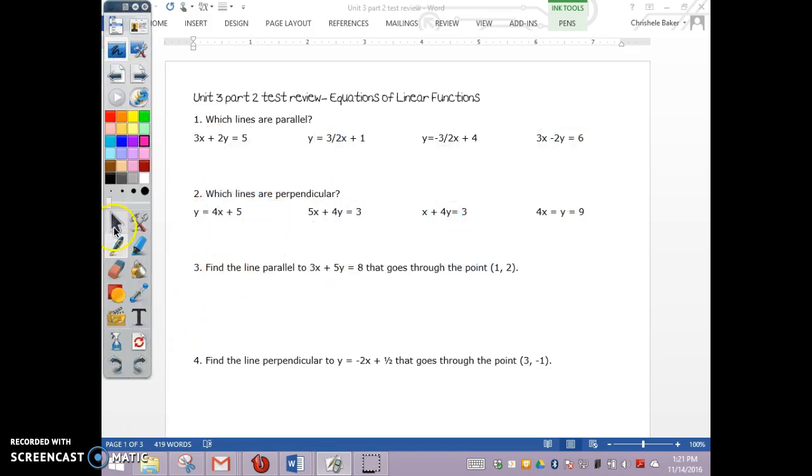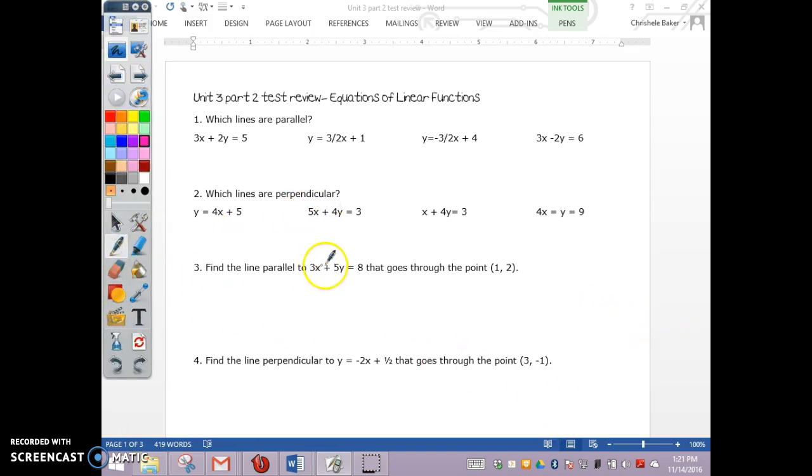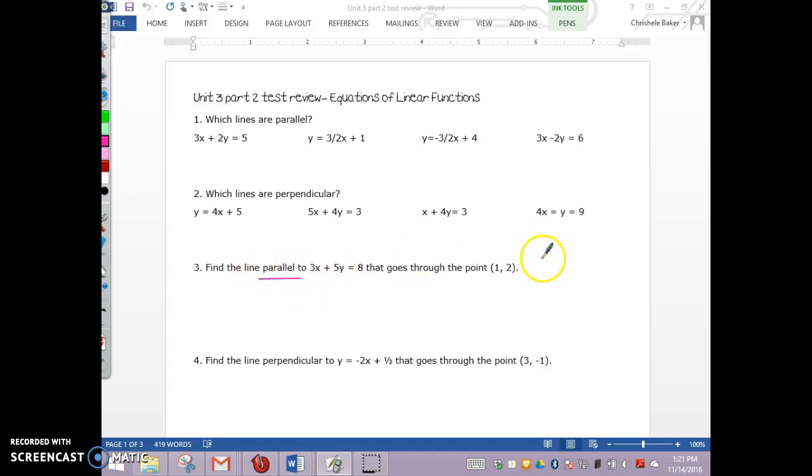Okay, in number 3, it actually doesn't say how to write my line. So I'm going to write it in point slope form because I can. First I need to know my slope. To be parallel, same slope. So I'm going to get y by itself. And I'm going to be using a slope of negative 3 over 5. The y-intercept has nothing to do with it, don't even worry about that. Here's my slope. Here's my point. y minus 2 is equal to negative 3 over 5, x minus 1.